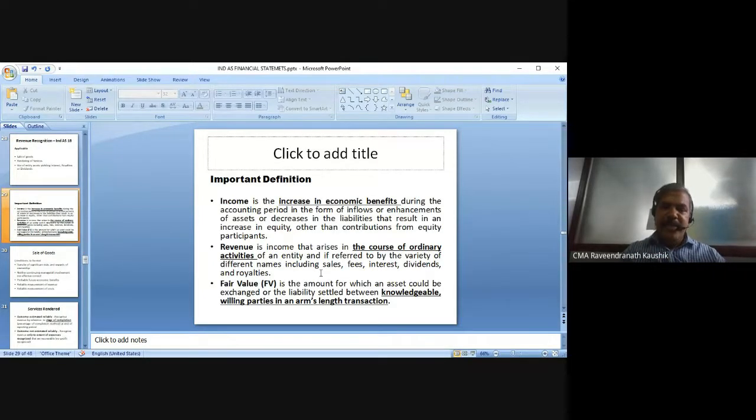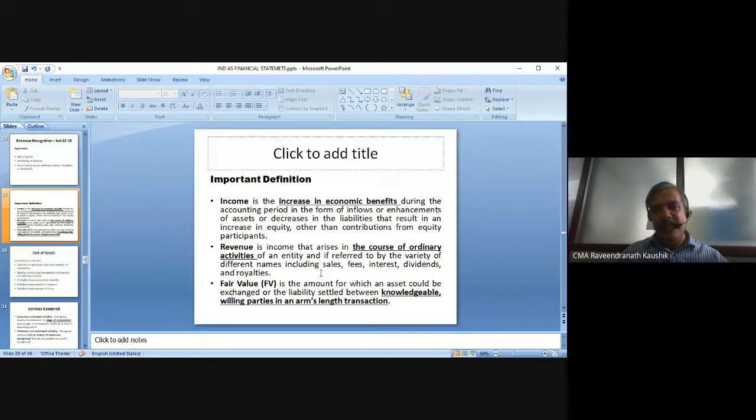So there are some important definitions which you need to understand when you talk about revenue recognition. One is income. So what is this income? Income is something which increases your economic benefit during a period, that is, the accounting period, in the form of inflow or enhancement of assets or decrease in the liability. So if you want to recognize anything as income, it needs to enhance or increase your assets, or decrease your liability. That's a very important thing they've told. Which finally results in an increase in equity. We have studied already what equity is. Equity is the difference between your assets and liabilities.